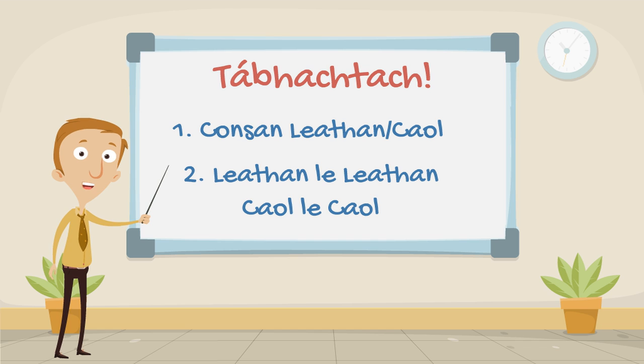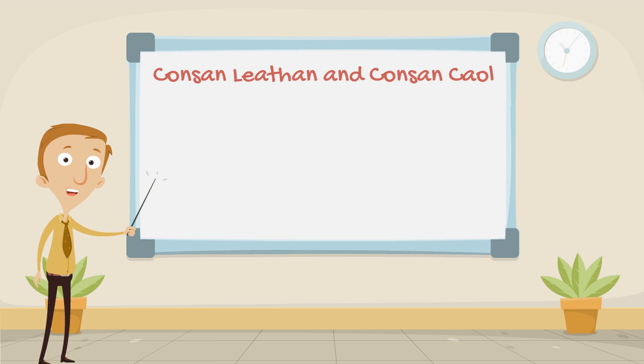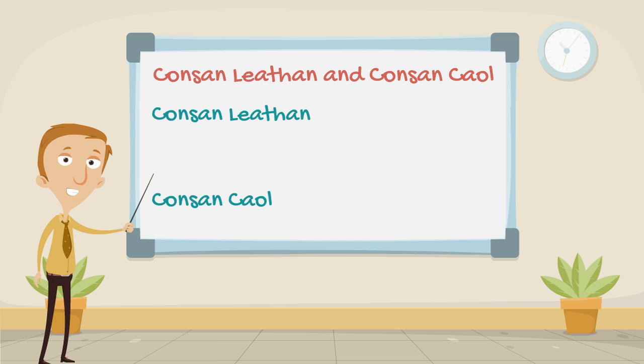Before we dive into the tenses, there are two very important grammar concepts that need to be crystal clear in your mind. So here's a little refresher for you. First up is the Consan Leathan, Consan Caol rule. In Irish, a word either has a broad consonant, Consan Leathan, or a slender consonant, Consan Caol.